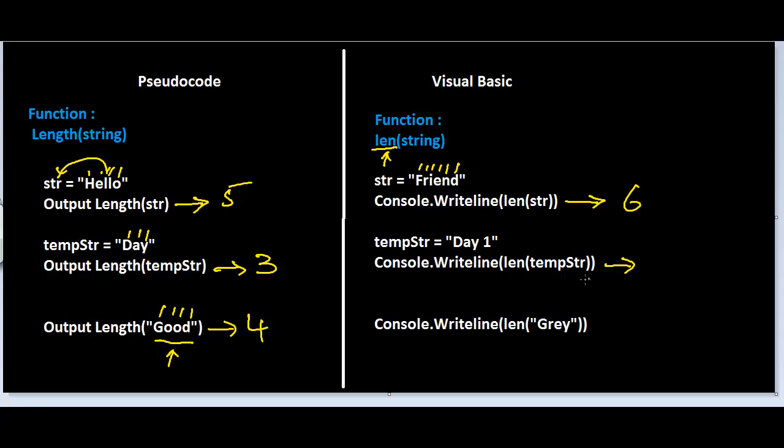In this case, since we are working on temp str, we'll have 1 2 3 and there's a space here, so that would be 4, and then this is 5, so 5 is going to be output. And in this case, we are going to have 1 2 3 and 4. So the length of the string, which is 4 in this case, is going to be output.